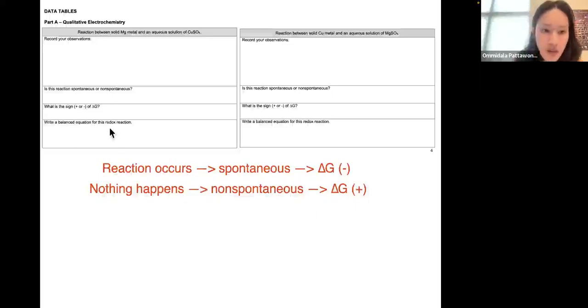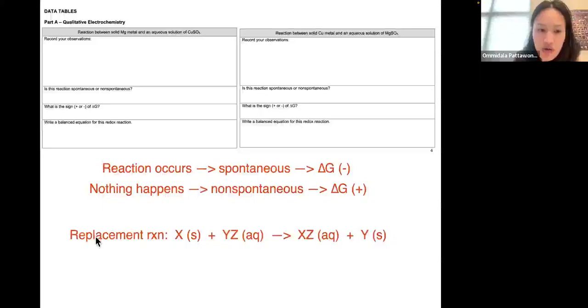In terms of the chemical reaction, you are going to use the replacement reaction to write this out. For example, X is going to represent the metal that you use, which can be either magnesium or copper for this one. And YZ is going to represent the solution that you use, so for example, it can be either magnesium sulfate or copper sulfate. Therefore, your final product here would be the result of the exchange of these two.